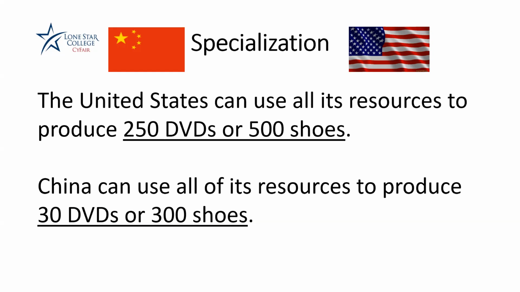And in fact, if you calculate the opportunity cost for shoes for both countries, you will see that the opportunity cost is lower for China, meaning that although the United States has absolute advantage in producing both products, China has comparative advantage in making shoes because China has a lower opportunity cost in making shoes. And if you calculate the opportunity cost for DVDs, you will see that the US has lower opportunity cost for DVDs. So the United States has comparative advantage in DVDs, but does not have comparative advantage in shoes.